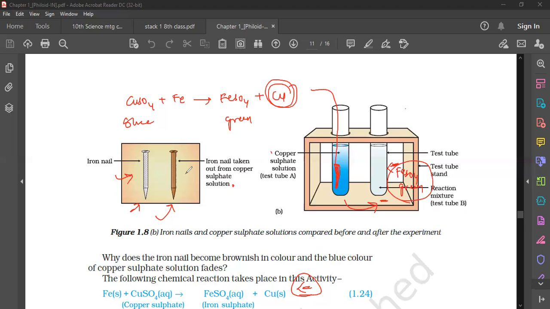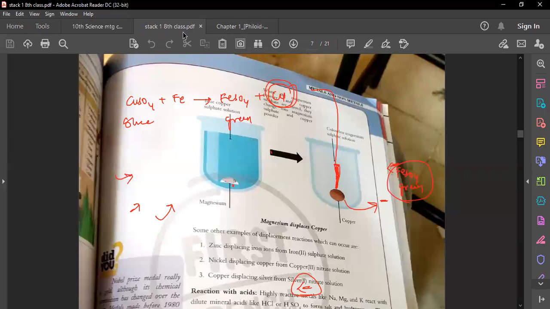Take the screenshot of this also. Done, sir. So here also I am explaining the same diagram only, okay?